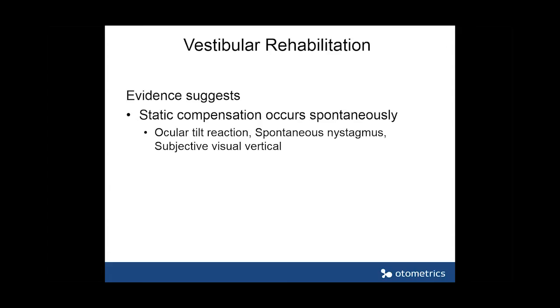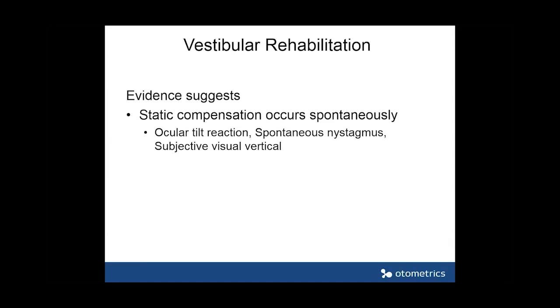The static compensation examples of that are the perceived perception of what true vertical is. The ocular tilt reaction is a response that can happen in folks that have peripheral vestibular damage, that is, the end organ itself or the nerve is damaged for some reason, and their eye position is misaligned relative to one another, so they can have one eye turned in a direction that's known as roll relative to the other eye.